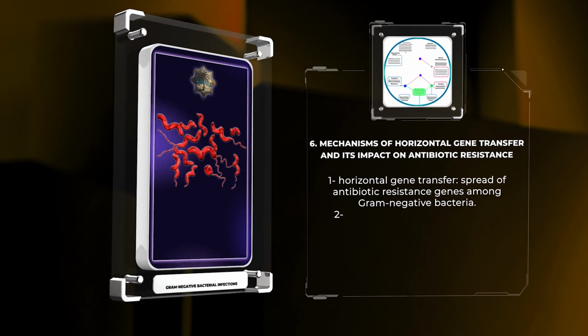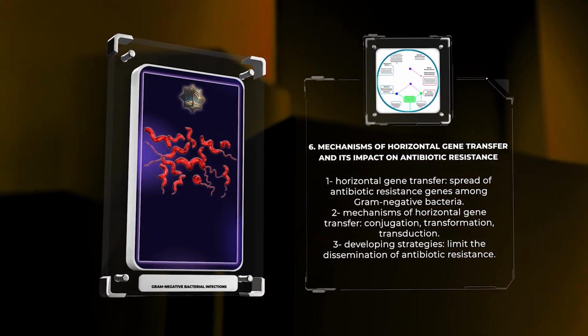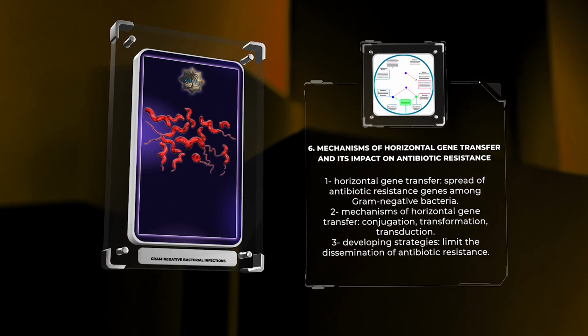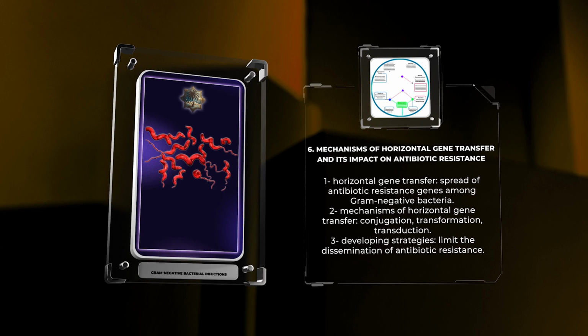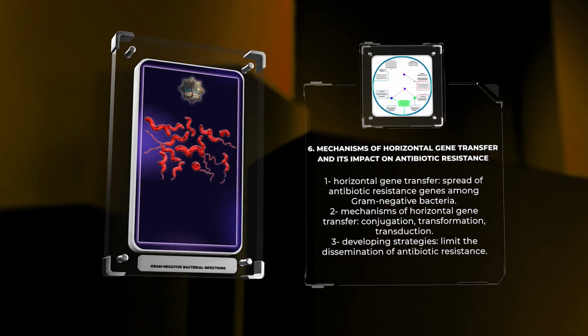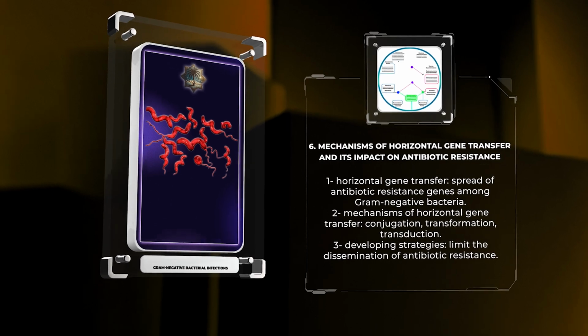Horizontal gene transfer is a significant contributor to the spread of antibiotic resistance genes among gram-negative bacteria. Students will gain insights into the different mechanisms of horizontal gene transfer, such as conjugation, transformation, and transduction. Understanding these mechanisms is critical for developing strategies to limit the dissemination of antibiotic resistance.